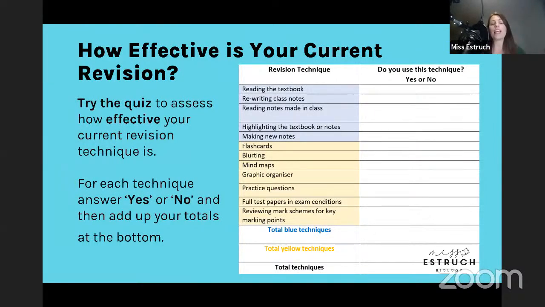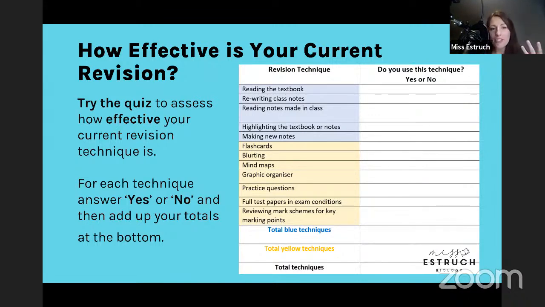But now let's get into the quiz. So we're going to think, how effective is your revision currently, or your typical revision that you might do? For each of these types of revision techniques, just say yes or no, and then total up how many blues did you say yes to, and how many yellows did you say yes to? And this is what the poll was for.